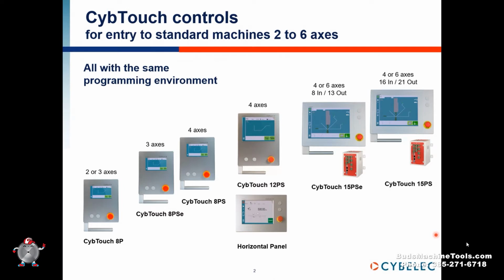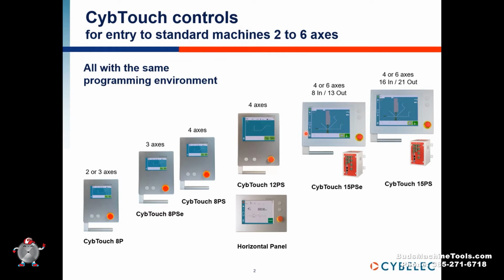So as we have still people joining the meeting, then we are on the Cybtouch 12, which has a larger screen, much more comfortable to use, especially for the end user to program. Per default, 4 axes, and it has more options. We'll get to that a bit later on. We have the vertical or the horizontal versions.